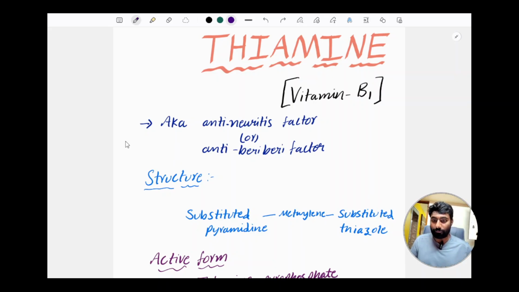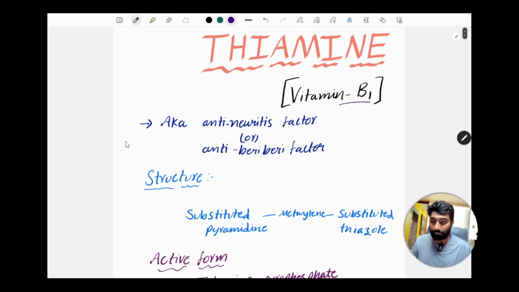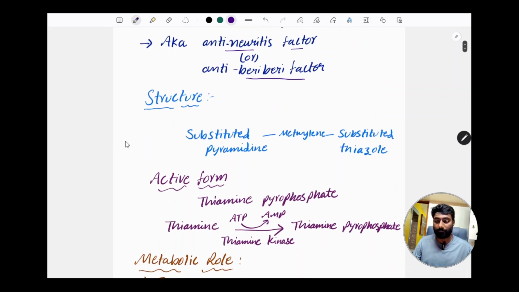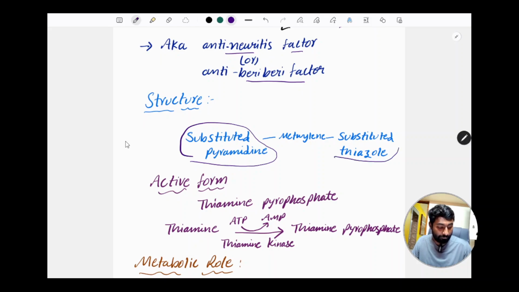Students, now we are going to discuss thiamine. It is your vitamin B1. It is also known as antineuritis factor or anti-beriberi factor since it is preventing beriberi. If you see the structure of thiamine, it has substituted pyrimidine and substituted thiazole, which are connected by a methylene bridge.